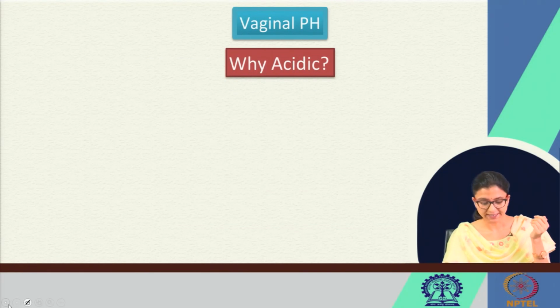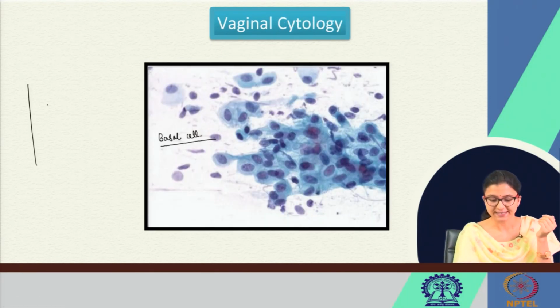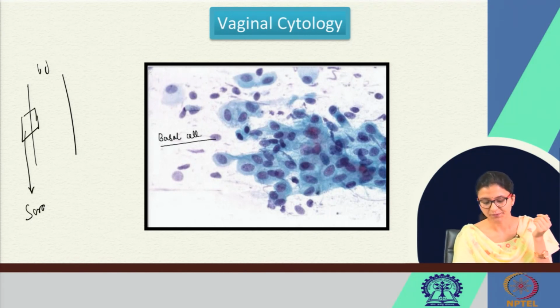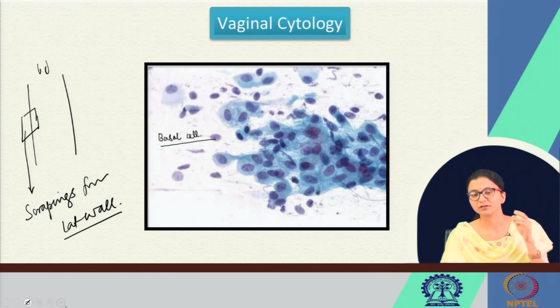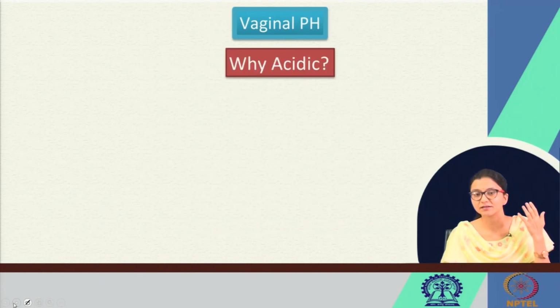Where do we get these cells? We take scrapings from the lateral wall of the vagina. This is the lateral wall. We take from the middle one-third. We take scrapings from the middle one-third of the lateral wall of the vagina, and then we see it under the microscope with staining, and then we will decide what is the most common type of cell, what are the predominant cells and what is the predominant hormone within the female body.